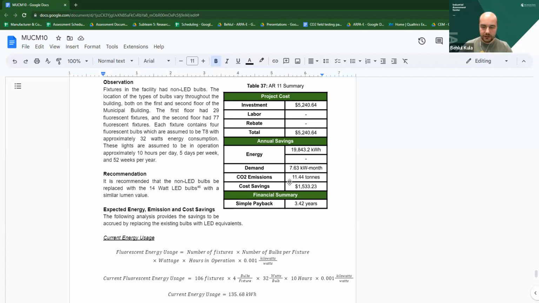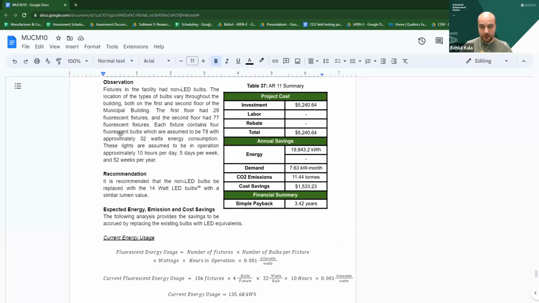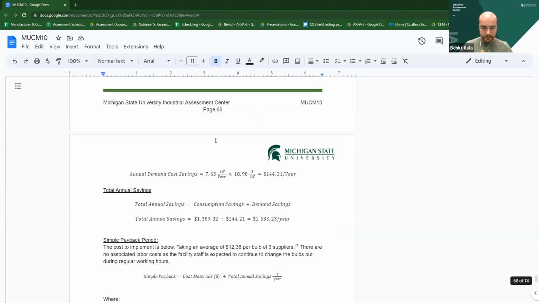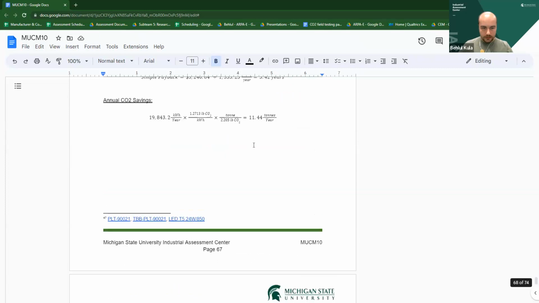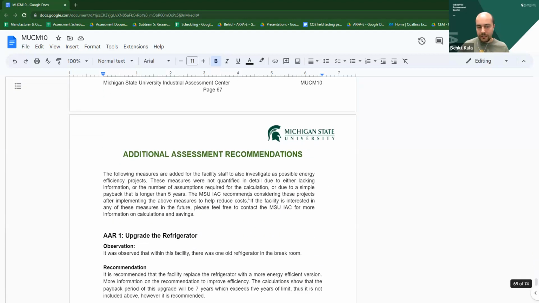But yeah, these numbers come from assumptions, so you can say around $1,500 in savings. But the installation cost will be $5,000. But there are also some rebates or incentives for replacing the LED bulbs. Yeah, so these are all the main recommendations we included in the report. But we also have some additional ones.